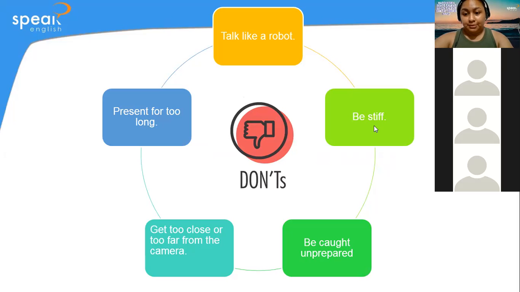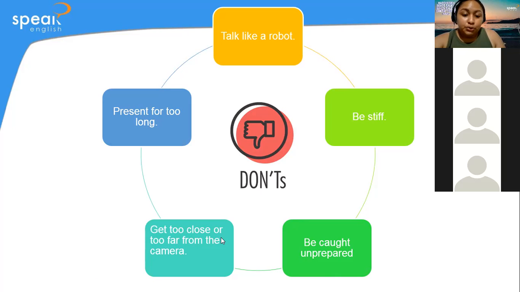Don't be stiff. So don't be like this. Like we said before, move your hands, show yourself confident. This is why you're going to choose a topic that you are interested in. Then don't be caught up unprepared. You're gonna have time enough to read about your topic, and if you know a lot of information about the topic you're presenting, then just make sure that your ideas are well organized so that you can move through the topics in a smooth way.